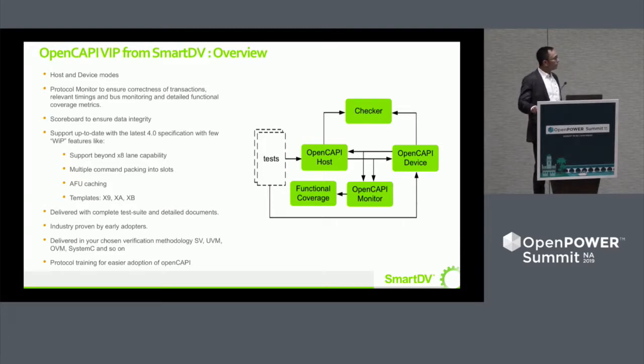Our OpenCAPI verification IP has been in the market for about a year now. We had been early adopters. We had been working with a verification IP designer team, and over a year we have produced OpenCAPI verification IP that supports the latest specification 4.0, with work in progress for 4 bullets. But other than that, we cover the entire 4.0 specification today with our verification IP offering in OpenCAPI.